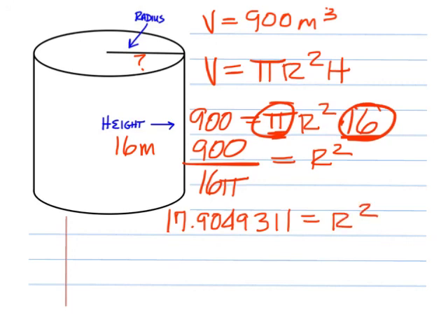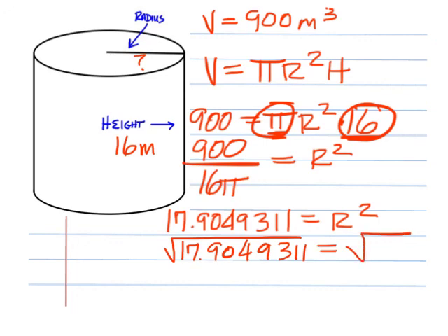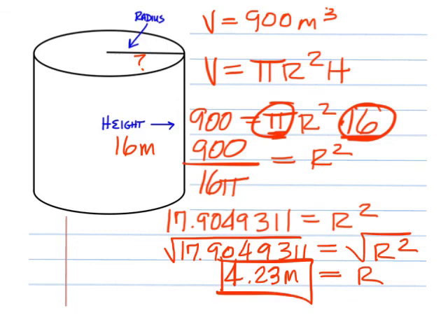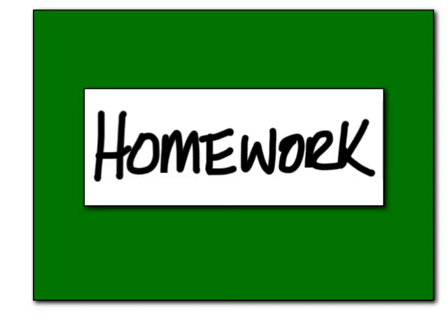To get your final answer, what you must do is find the square root of both sides. You need to do the square root of 17.9049311 and the square root of r squared. The square root of r squared is easy. It's just simply r. But then in your calculator, find the square root of that long decimal and round it to the hundredths place. You come back with 4.23 meters. That is the answer to the problem.